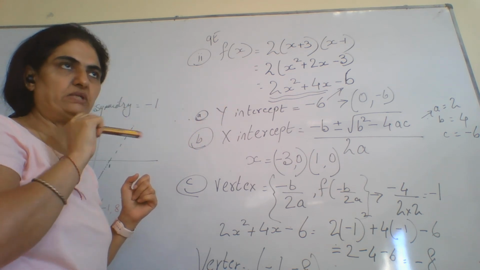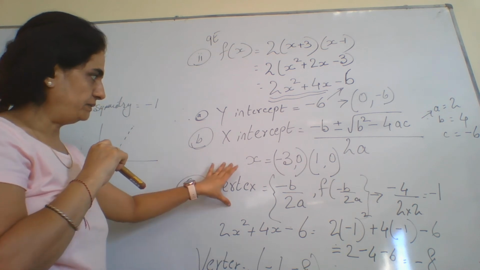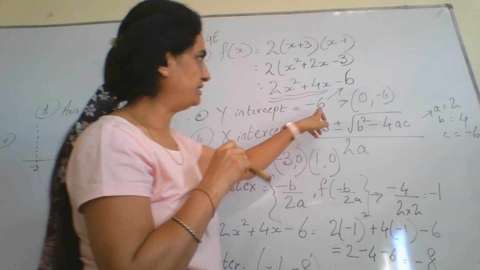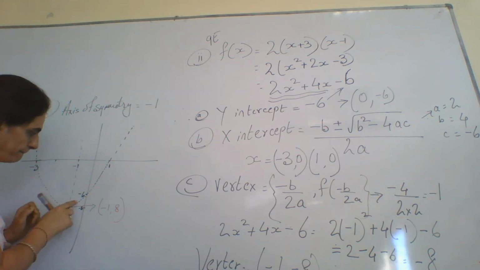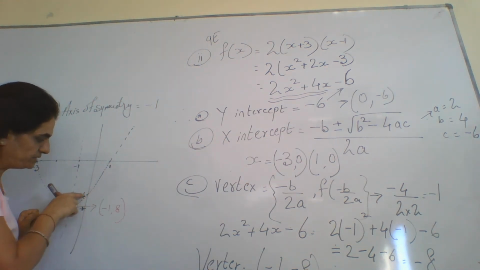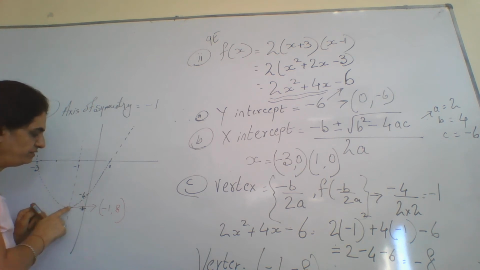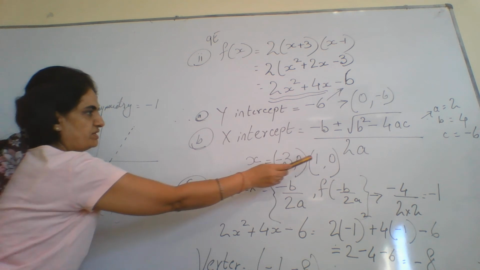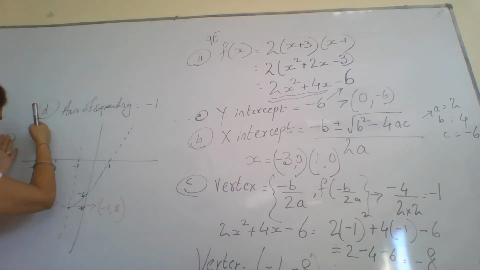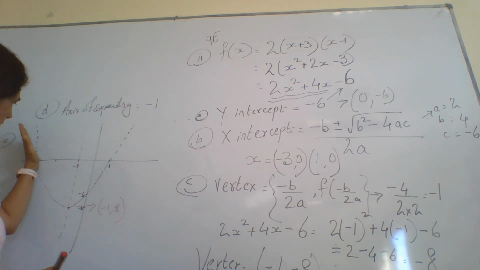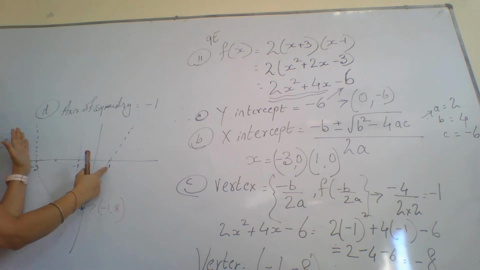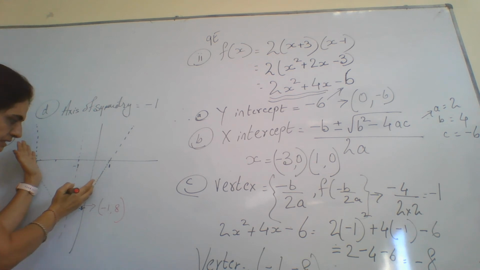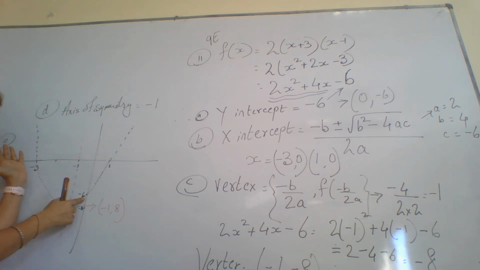There on the GDC, you will get a parabola. So from here, you need to see that the y-intercept is minus 6. So this line will go through minus 6. X-intercepts are minus 3 and 1. So your parabola will pass through minus 3, which is here, and 1. So it has to pass through these two, and it will cut the y-axis at minus 6.